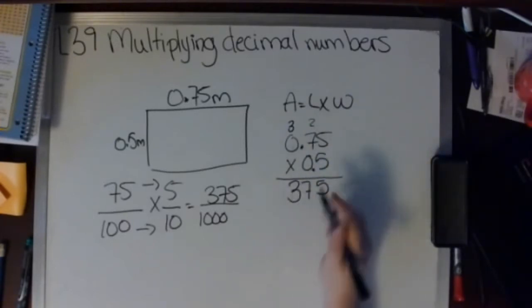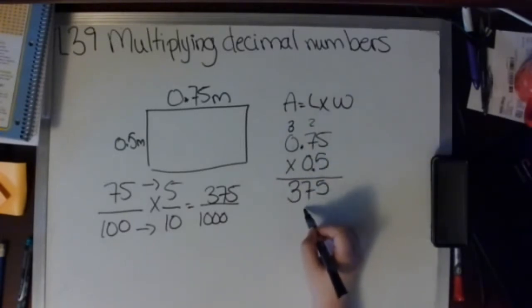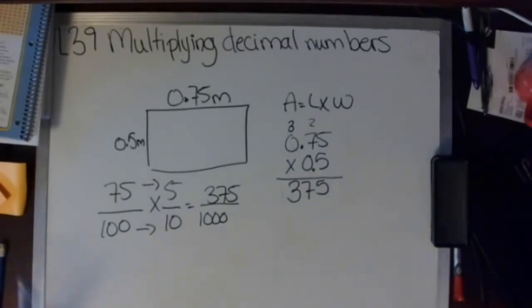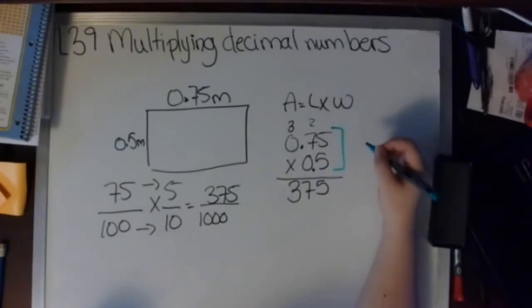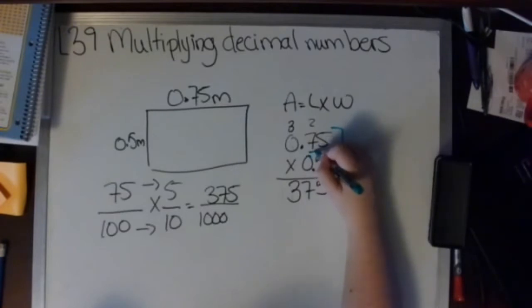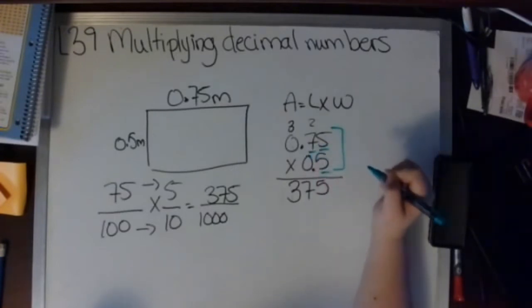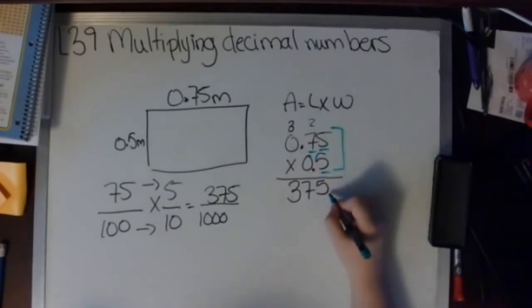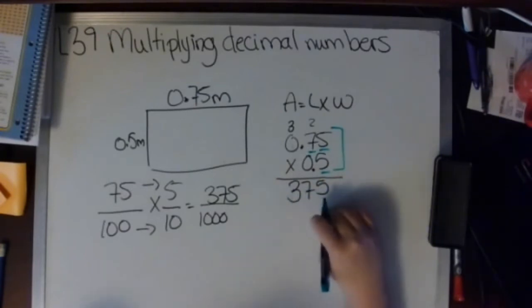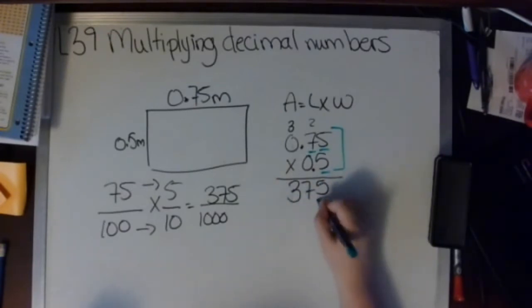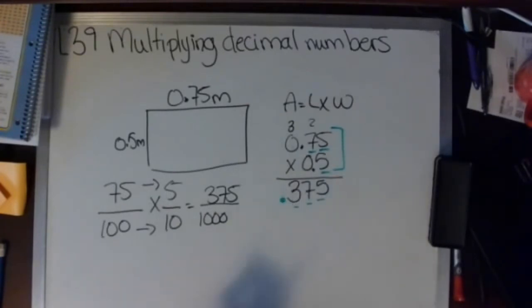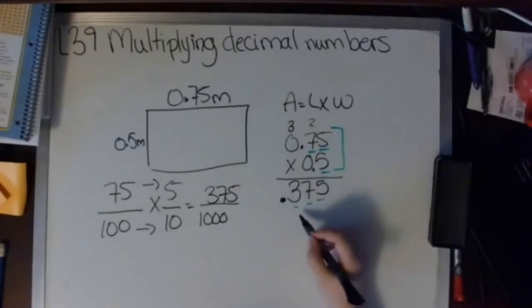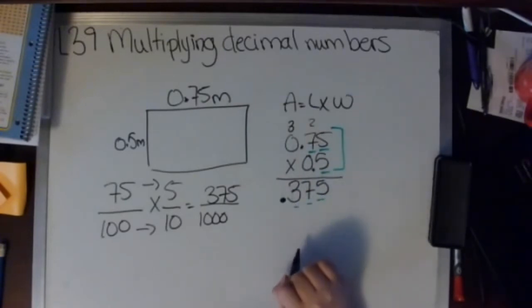Now notice 375. This doesn't say 375 thousandths yet. I need that decimal. So how we're going to do that is you look at the numbers you've just multiplied together and you count your decimal places. I have 1, 2, 3. 3 decimal places, which means I need to have 3 decimal places after my decimal. 1, 2, 3. So my decimal goes here. And I end up with 375 thousandths.